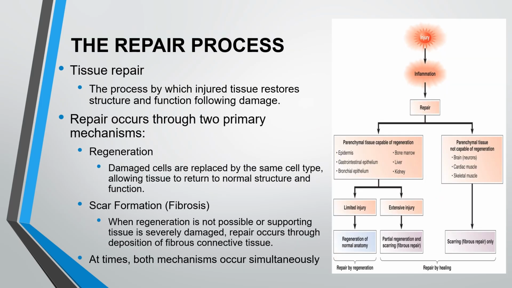Now we transition from injury and inflammation into something a little more hopeful, repair. Tissue repair is how the body restores structure and function after damage. Think of it as biological home renovation. There are two main ways this happens.